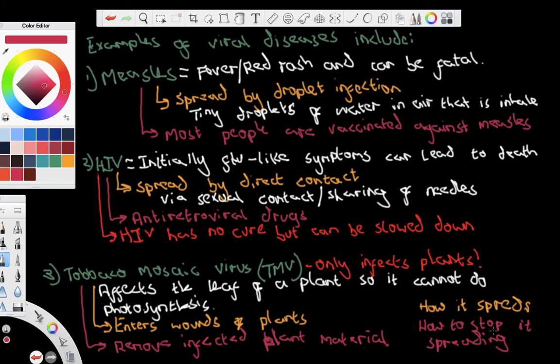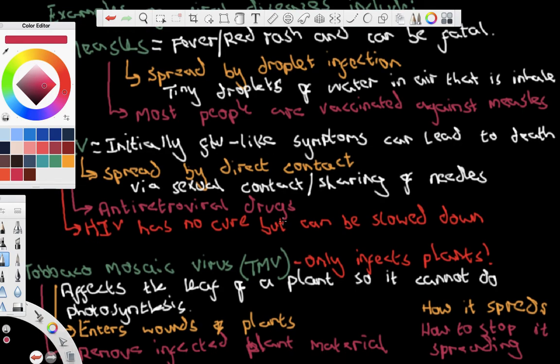Okay? So measles is a fever or red rash that can be fatal. It's spread through droplet infection, which is where there's tiny droplets of water in the air that you breathe in containing the virus. Most people are vaccinated against measles when they're a baby, therefore most people can't get it. HIV has initially flu-like symptoms but can lead to death. HIV is a virus that attacks your white blood cells, therefore it gets rid of your immune system. It spreads via direct contact, such as sexual contact or the sharing of needles, particularly among drug addicts.